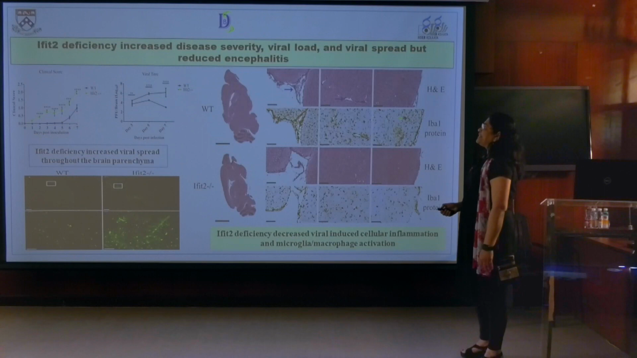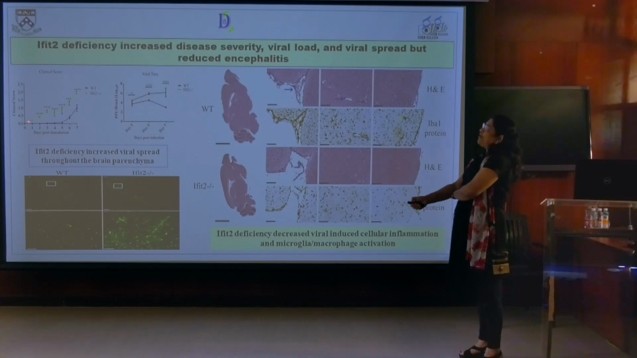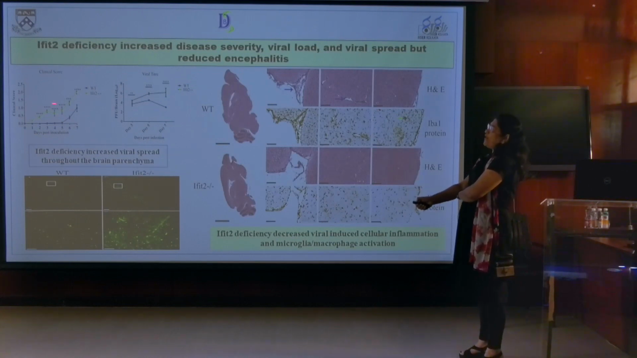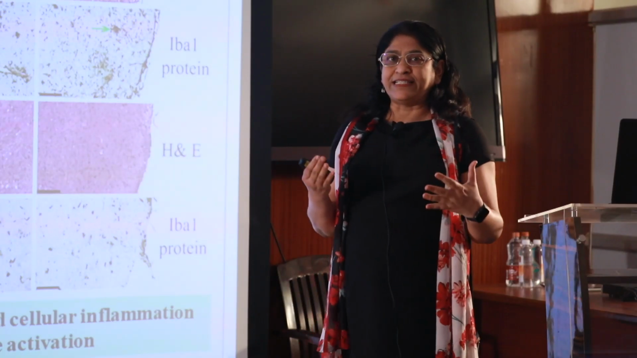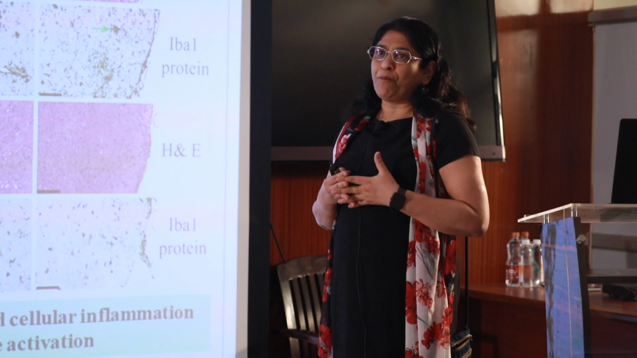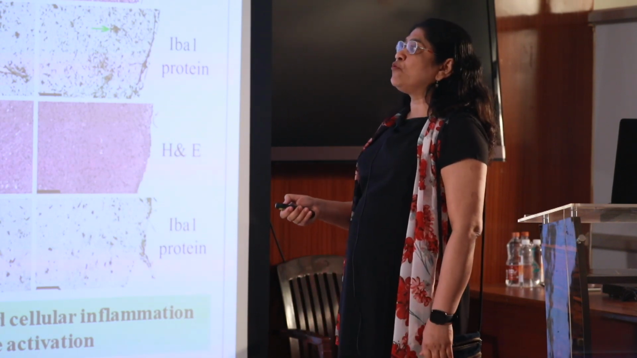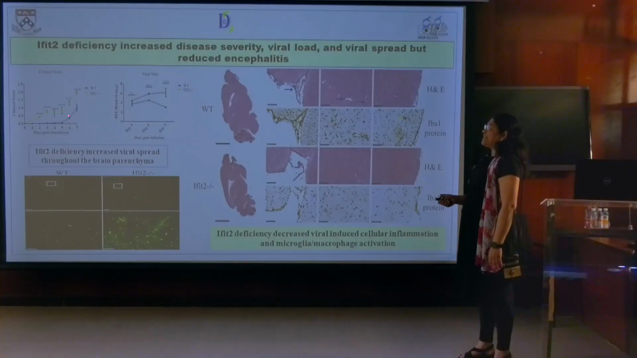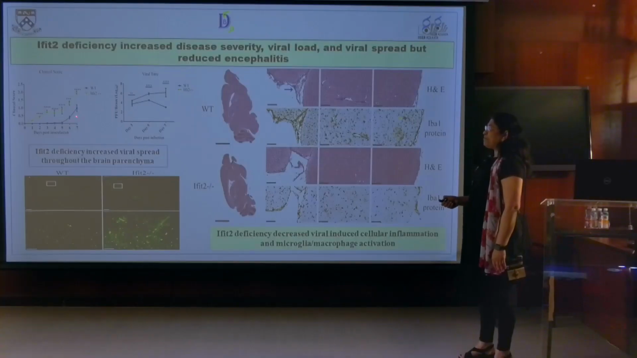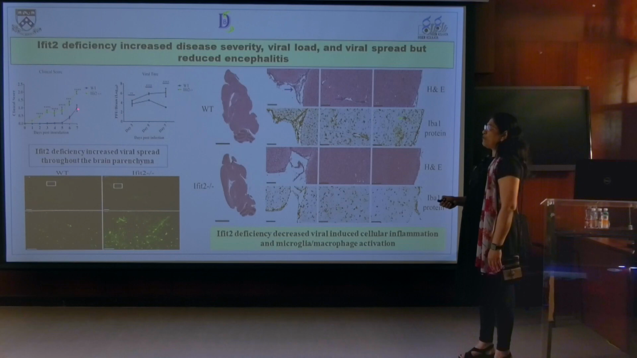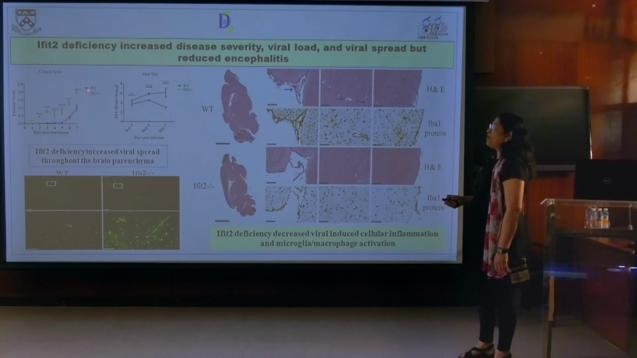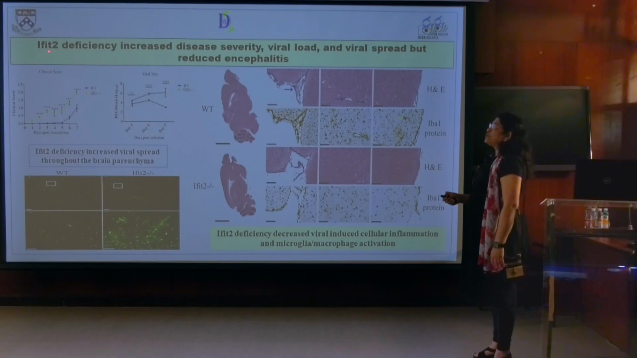Combining this data, we showed that the virus in IFIT2 knockout mice produces a severe clinical score, meaning clinical disease. The mice cannot walk properly, they have hind limb paralysis, and we have an arbitrary scale to give the score. You can see in wild type mice it is not more than 1, but in IFIT2 knockout mice it is more than 2.5, almost close to 3. So we tried to see why it is so.